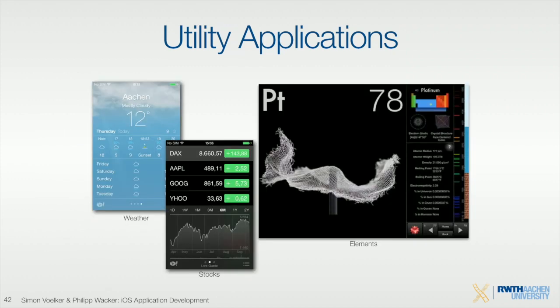These are some examples: the weather app, the stocks app, and this is an interesting application. I'm not sure if it's still available. Do you know it? It's called Elements. It was a very good one. It was an iPad application for chemistry people, where you see all the elements and you get a lot of information about each of these elements. It has just the element table, and you could click on one element and then you get a lot of information. I have no idea what this graphic is doing, but it shows you some information about the molecules.